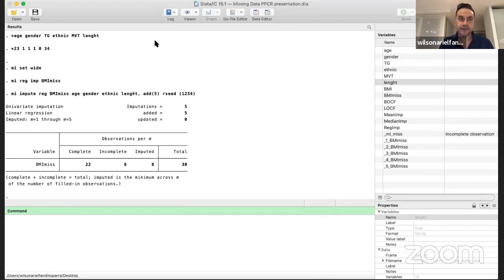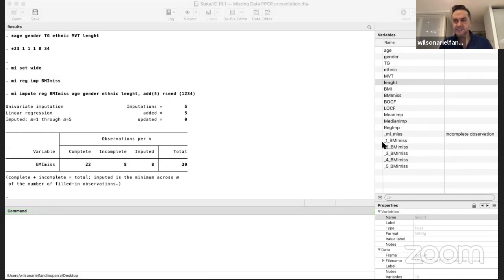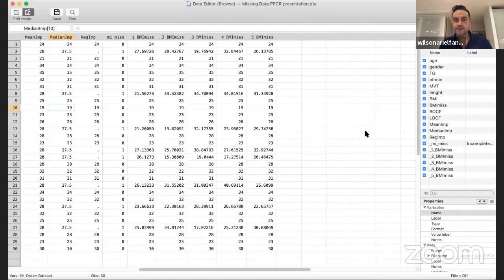Let me see what happened here. Can you see this? I'm just trying to show you the browser. Can you see the browser? No, we can't. Okay, great. So, browser. Now, can you see this? The data editor we're watching right now.